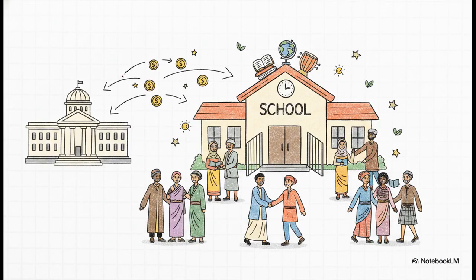The correct answer is Article 30. Falling under cultural and educational rights, Article 30 ensures minority communities can establish and administer their own educational institutions. Plus, it strictly prohibits the state from discriminating against these institutions when handing out government funds.